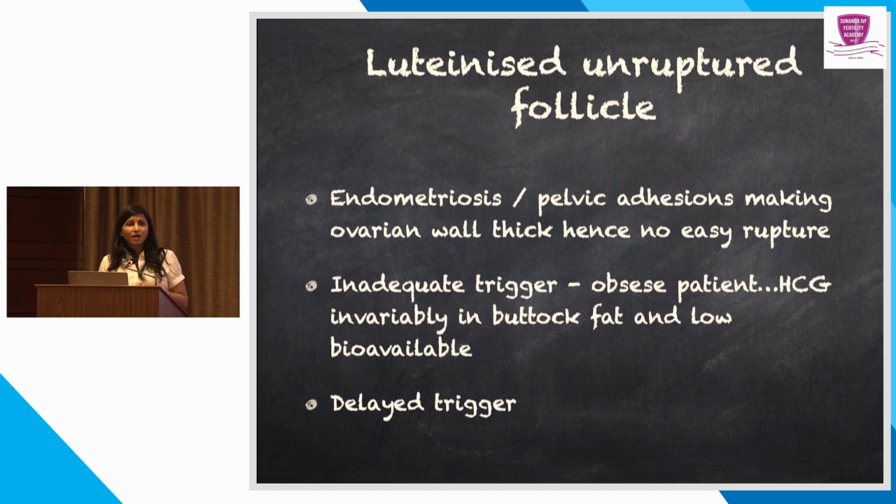Then the third important thing is about delayed trigger. Many times, specifically in a poor ovarian reserve patient, you are calling the patient on day 8 or day 9 of the cycle, and she is having a follicle of, let's say, 16 to 17 millimeter. You may think that today I should not trigger, I'll let the follicle go beyond 20 millimeter, and you call the patient after 2 days. By the time she comes, the follicle is already either luteinized or she has already ovulated.